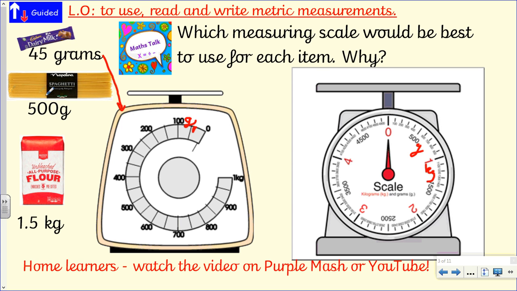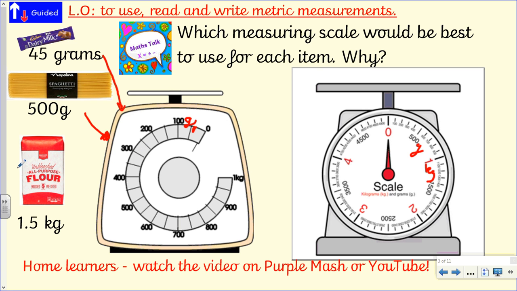Now, 500 grams of spaghetti, you could technically do on either. We've got a nice clear 500 gram mark here, and we've got a nice clear 500 gram mark here. I'd be tempted to go with this one, just in case you needed to weigh out like 200 grams of it to cook, that kind of thing. So I'd be tempted to use this one again for that.